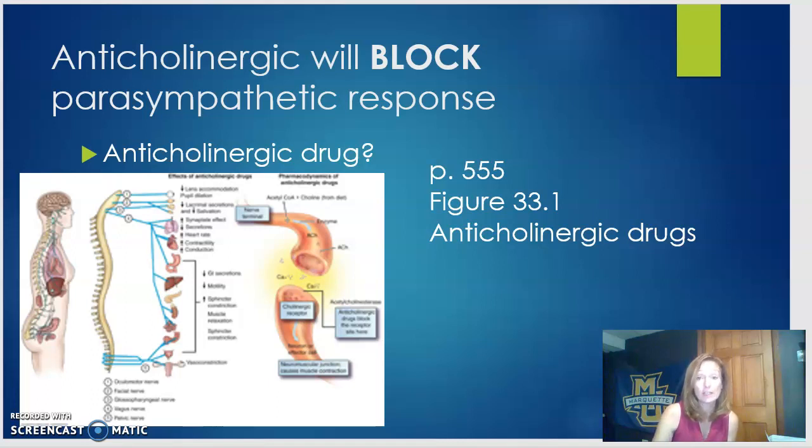So if you look now on page 555 in your CART text on figure 33.1, you can see the body's response when the parasympathetic is getting blocked. It looks like the same figure on page 504 when the sympathetic nervous system was getting stimulated, or running from that bear. So now, can you think of a drug which would be an anticholinergic drug? Right, atropine. We talked about that before.